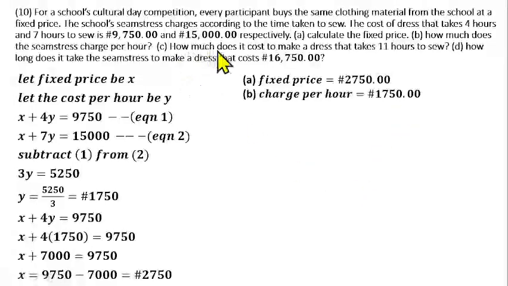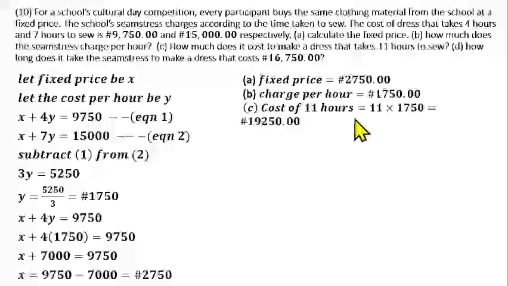Now we have to find how much it costs to make a dress that takes 11 hours. Since this is the charge per hour, we want the cost for 11 hours. So you have 1,750 multiplied by 11 hours. That should give us 19,250. That is what it will cost to make a dress that takes 11 hours.